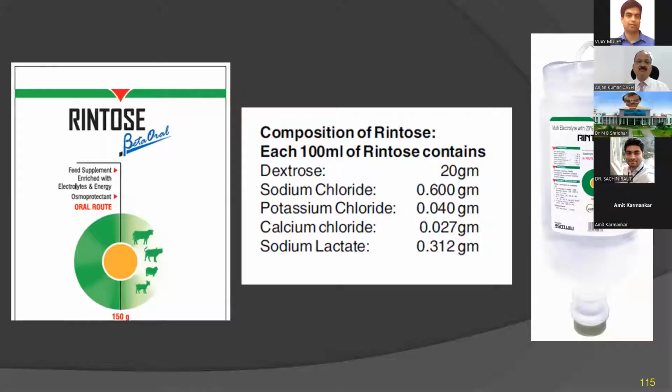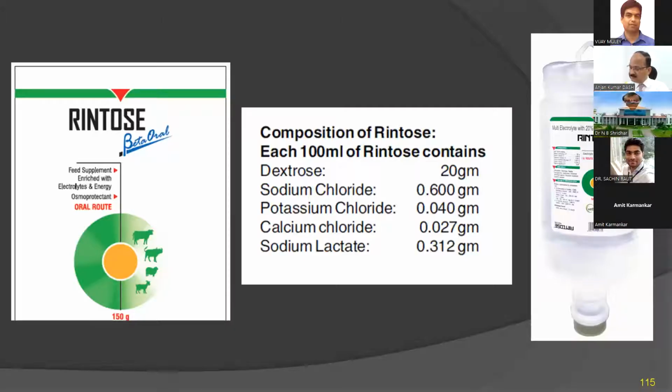with Rintos, a ready-to-use solution that is available, and many companies produce such fluids, which contain 20 gram dextrose per 100 ml, sodium chloride 0.6 gram, potassium chloride 0.04 grams, and calcium chloride 0.27 grams. And of course, sodium lactate is also available, so that this becomes a balanced solution which can be used in many types of these solutions.